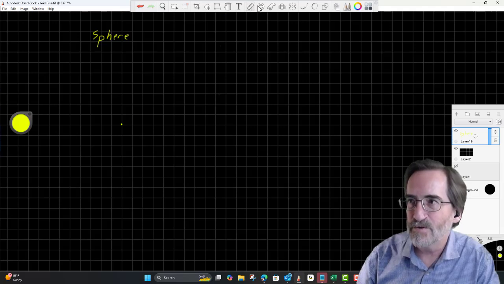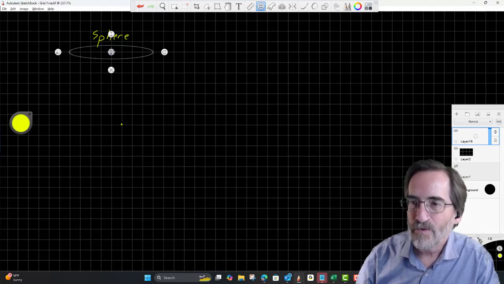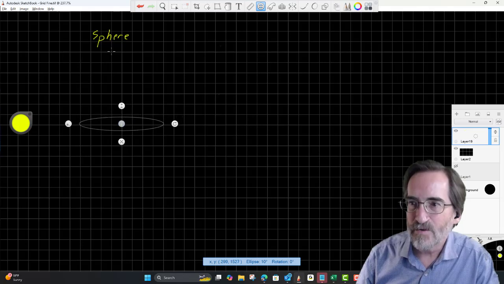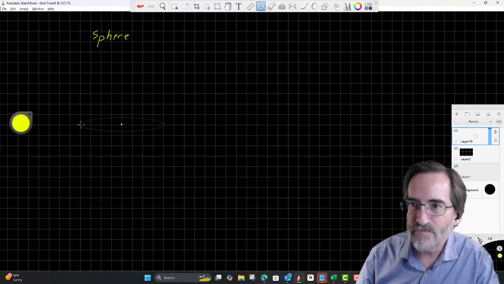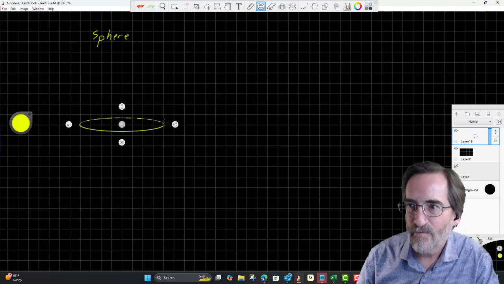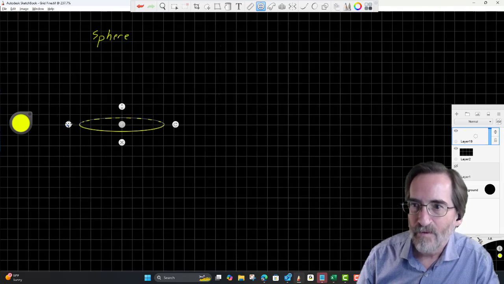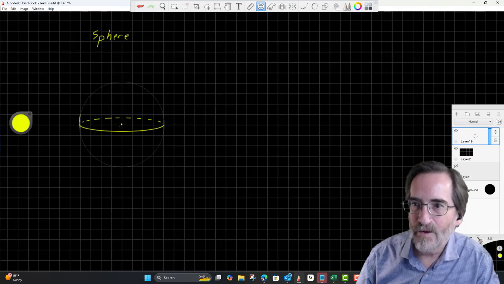It's a three-dimensional circle. So, one of the things I like to do is I'll draw the equator of the sphere, and I'll draw the back side of the equator as a dotted line. Okay. And then draw the outline of the sphere. Or vice versa. You can draw the outline first and then draw the equator.